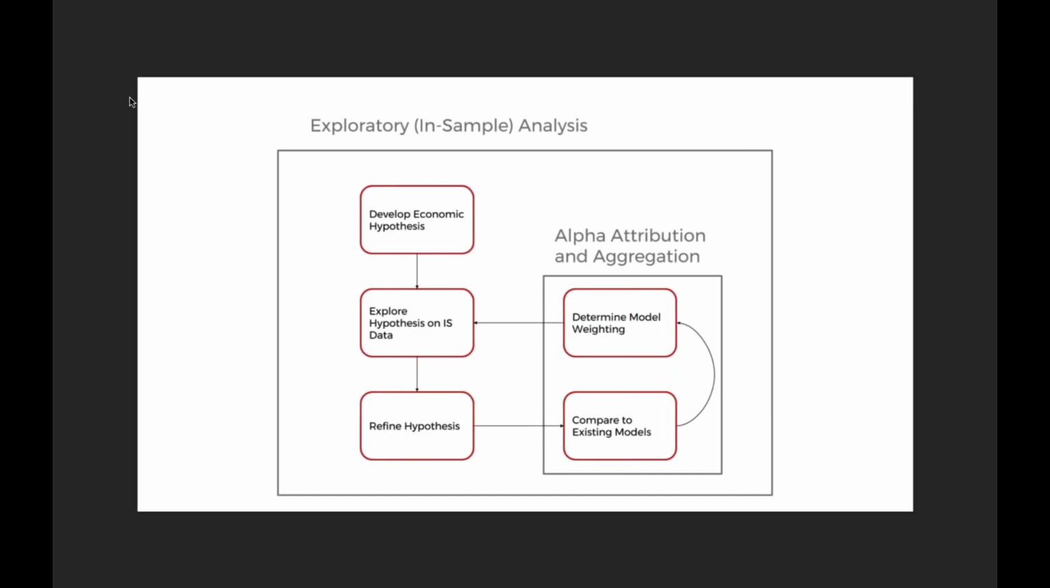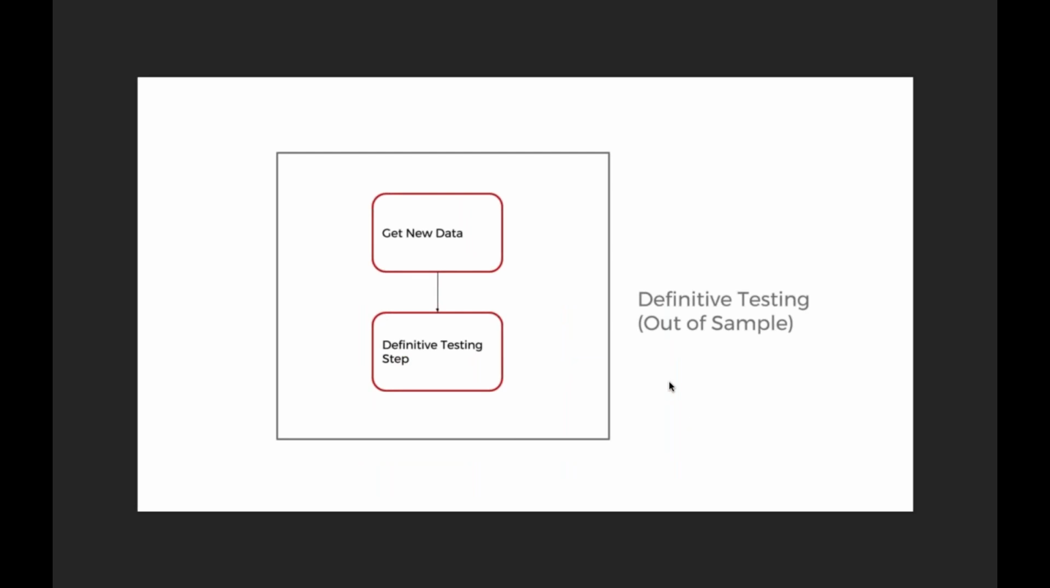So you go through this loop of exploring, refining, seeing how it looks compared to existing stuff, saying how should I trust it compared to existing stuff, and then keep going through that loop. And once you have something that you're pretty happy with, the next step is you can get new data and do a definitive testing step, an out-of-sample test. And like I said, it's really important to do this because otherwise you can't really have true confidence that your idea is still holding up.